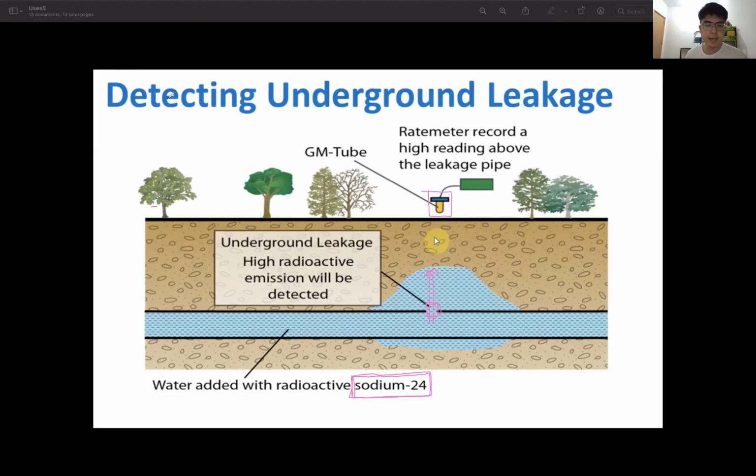Okay, so to detect the underground leakage using radioisotope. All these are the uses of radioisotopes. So we have discussed the detectors, 4 types of detectors, and also some of the uses of the radioisotopes. And that we will wrap it for today's lesson.